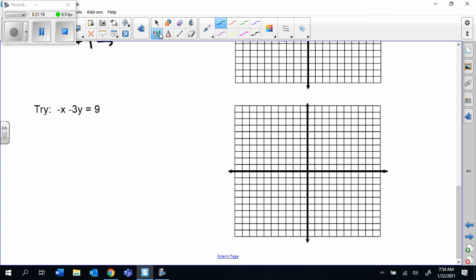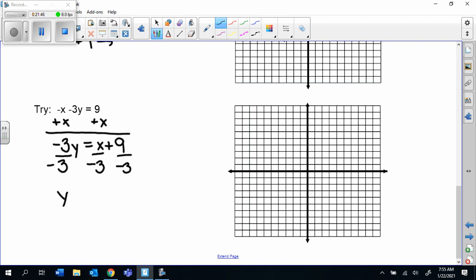You can pause here and try another one. I have one planned for you. Let's move that x to the other side by adding the x. So we get negative 3y equals x plus 9. Divide by negative 3. So y equals 1 over negative 3 x. A positive 9 over a negative 3 is negative 3. So our y-intercept is a negative 3.